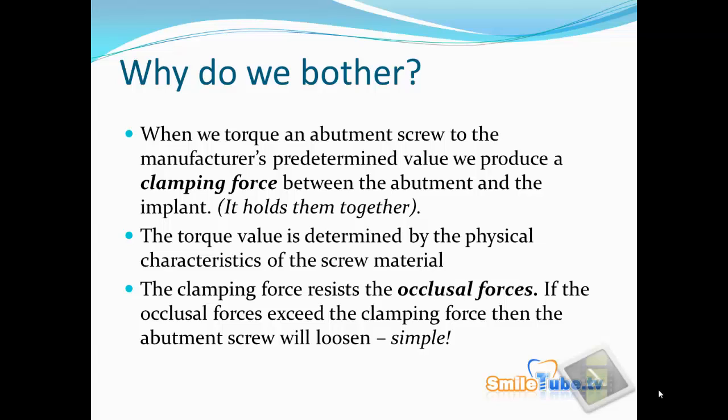When we torque an abutment screw to the manufacturer's predetermined value, we produce a clamping force between the abutment and the implant. It holds them together. The torque value is determined by the physical characteristics of the screw material, and the clamping force resists the occlusal forces. If the occlusal forces exceed the clamping force, then the abutment screw will loosen.